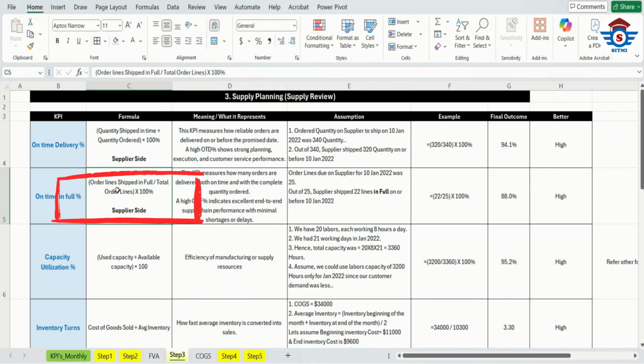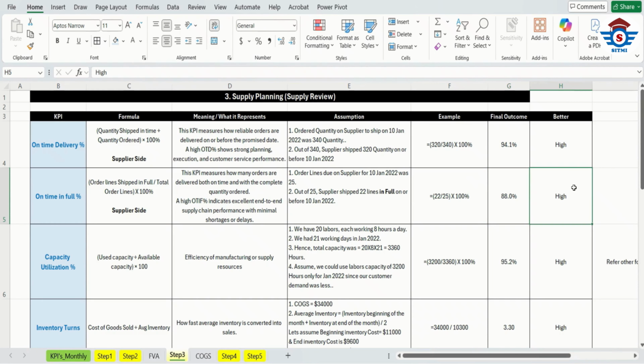So the formula here is order lines shipped in full divided by total order lines within the time. Okay, now this KPI measures how many order lines were delivered both on time and with the complete quantity ordered. Now, the higher the on-time in full percent, the better the performance of our suppliers.